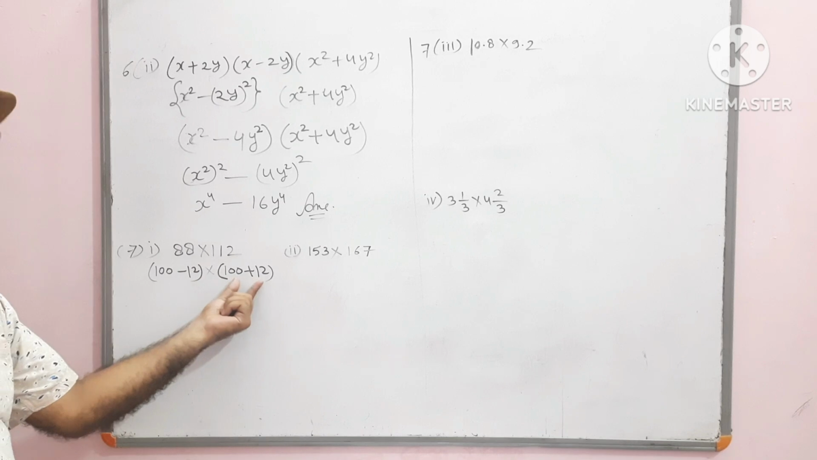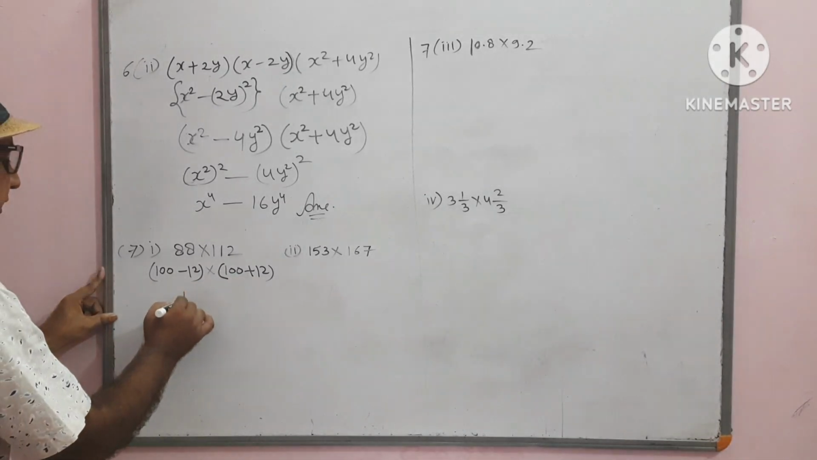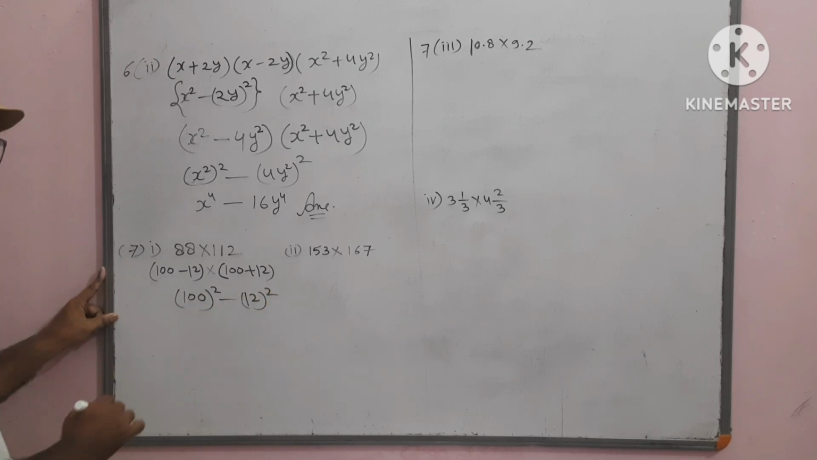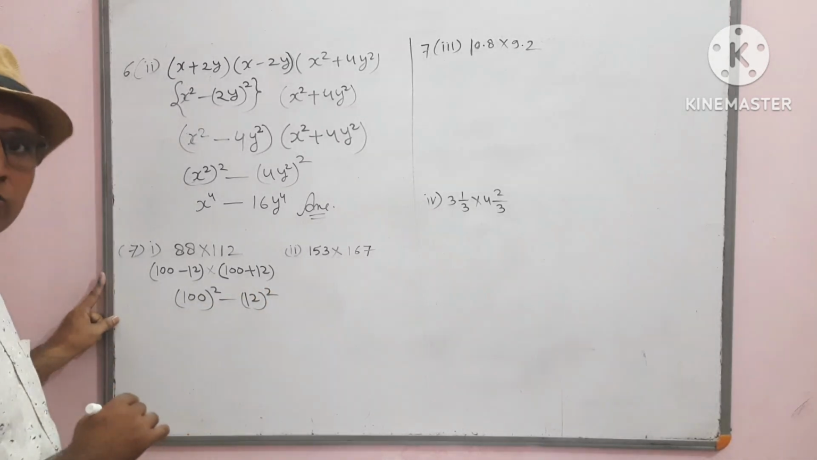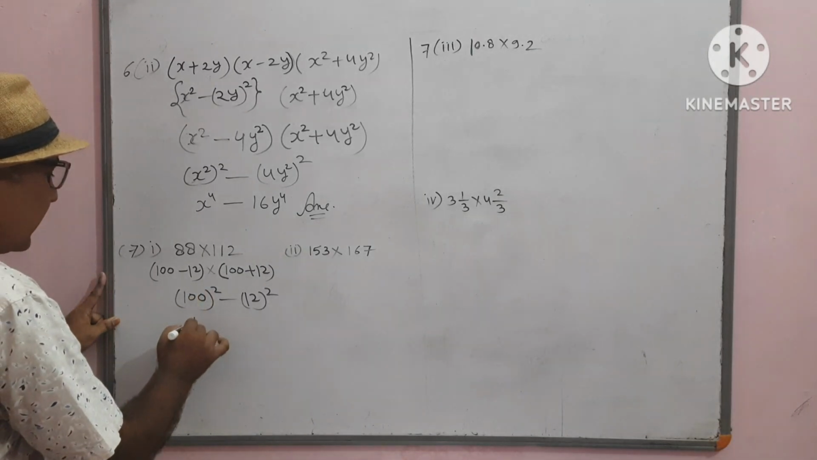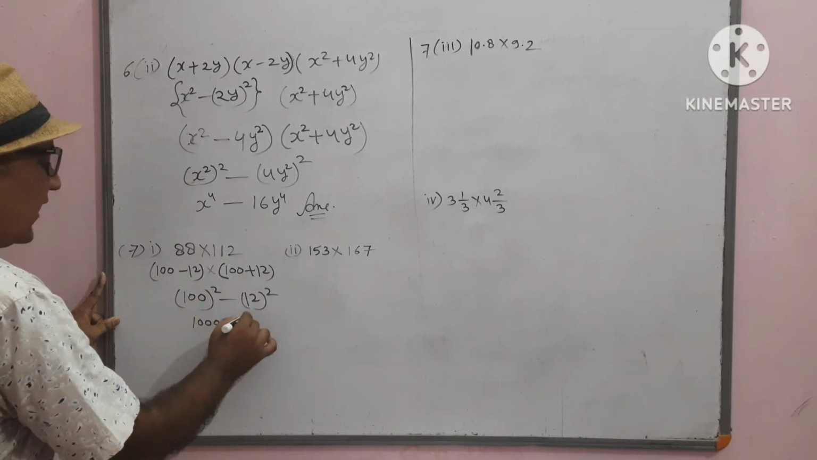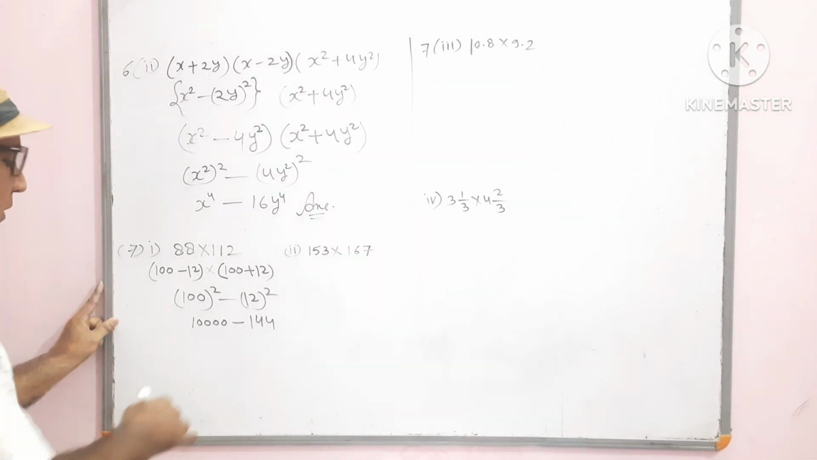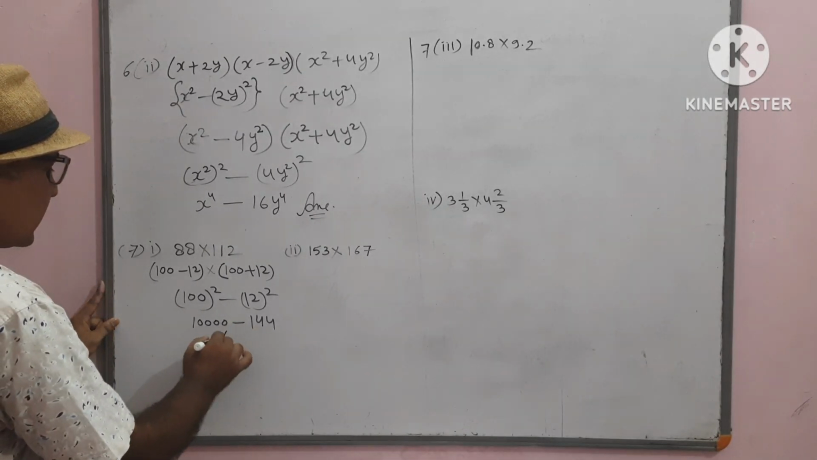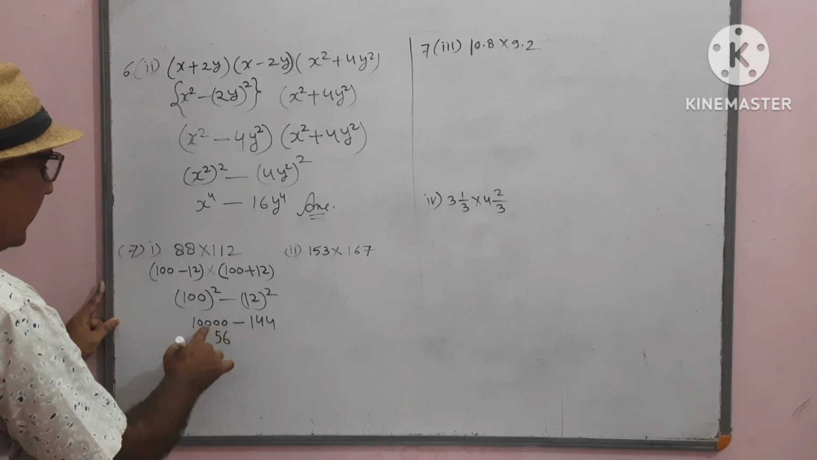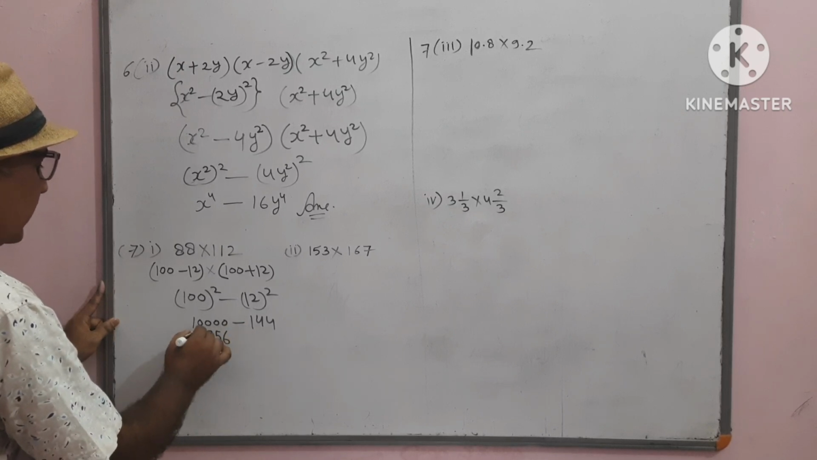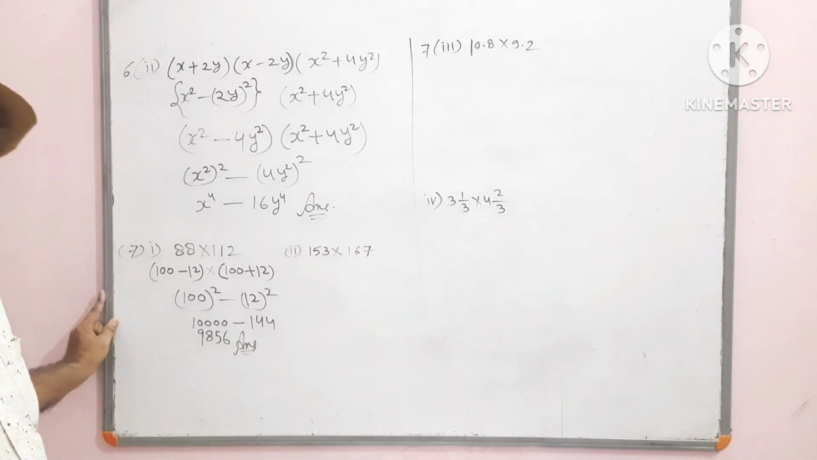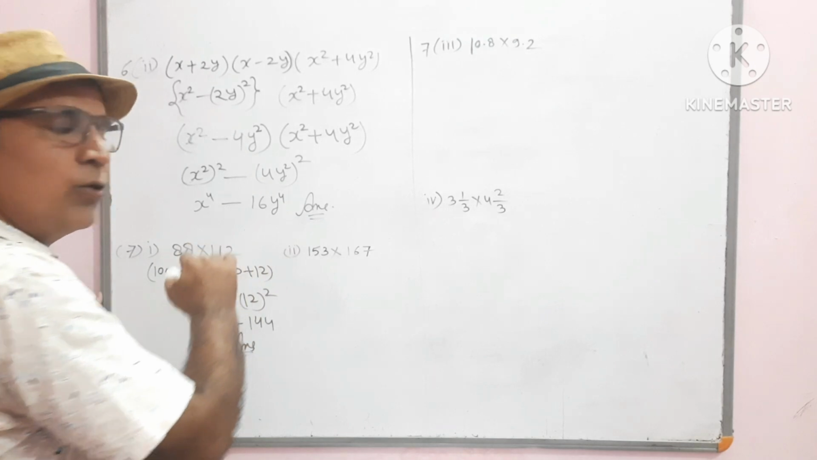A minus B into A plus B. So what is the identity? A square minus B square. That means 100 square minus 12 square. 100 square is 10,000 and 12 square is 144. Now subtract, that will be your answer. 10 minus 4 is 6, 9 minus 4 is 5, 9 minus 1 is 8 and there is 9. That means 9,856 is the answer. Same process we will do here also.